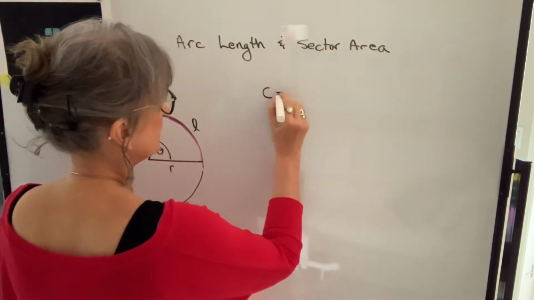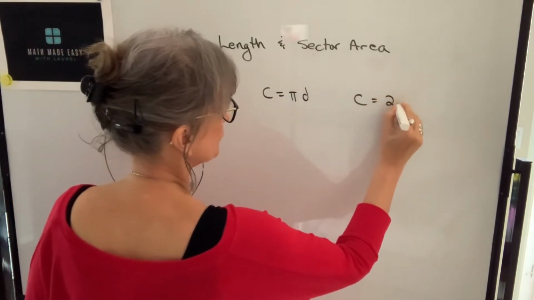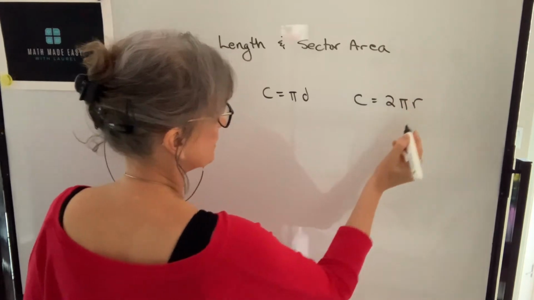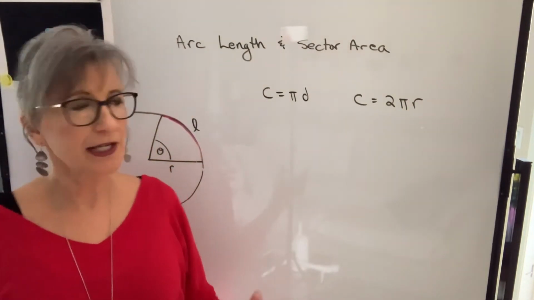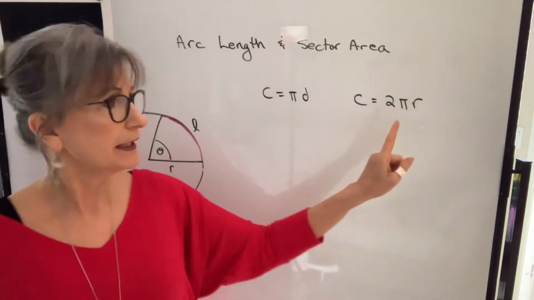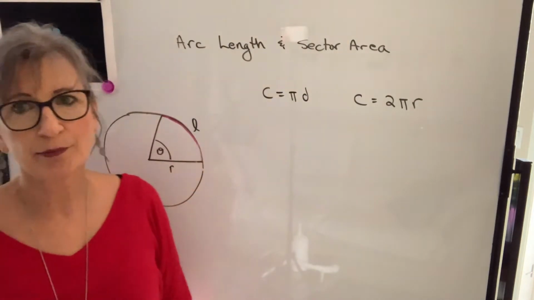Circumference is defined as pi times the diameter, or circumference is also defined as 2 pi times the radius. So depending on whether you're given the radius or the diameter, you can use either formula. And the reason that they're the same is because 2 times the radius is equal to the diameter.